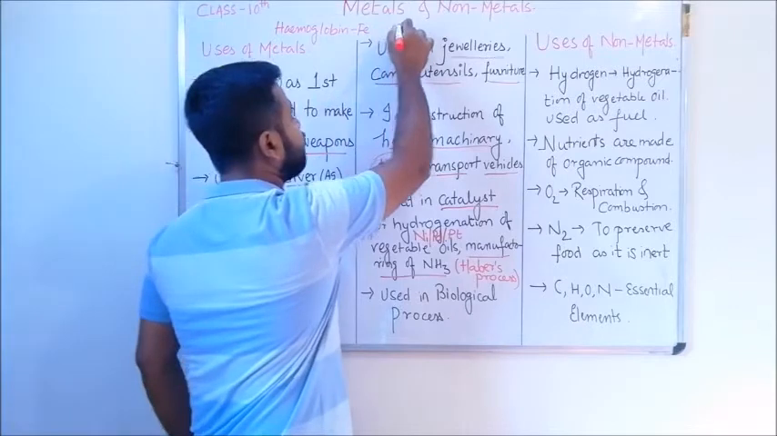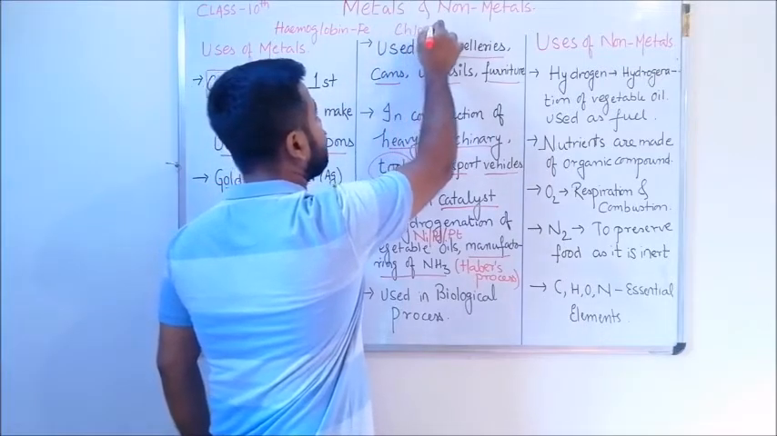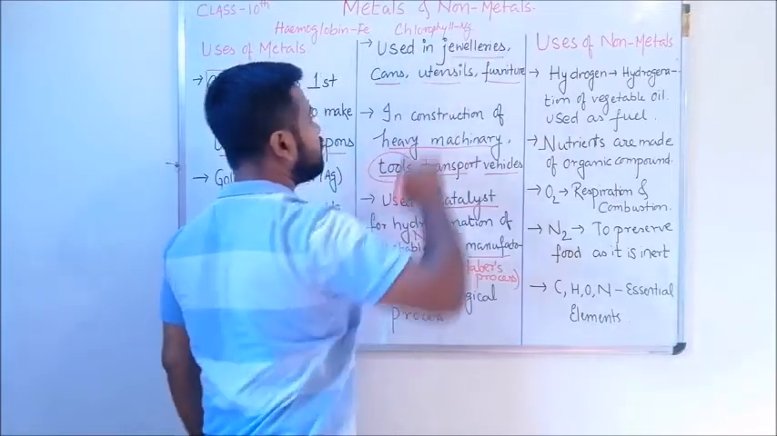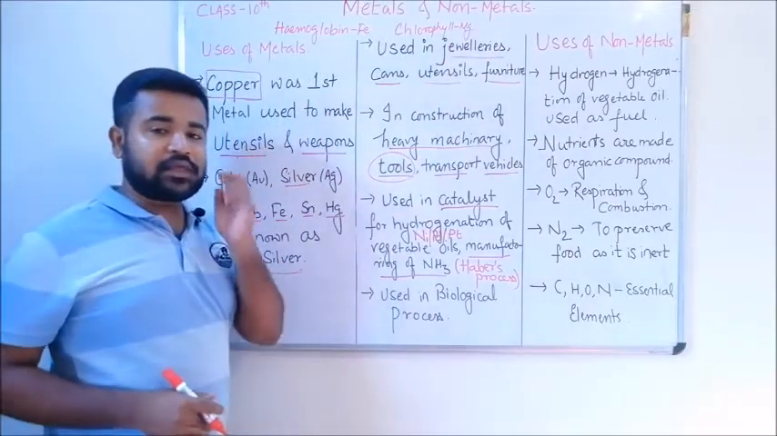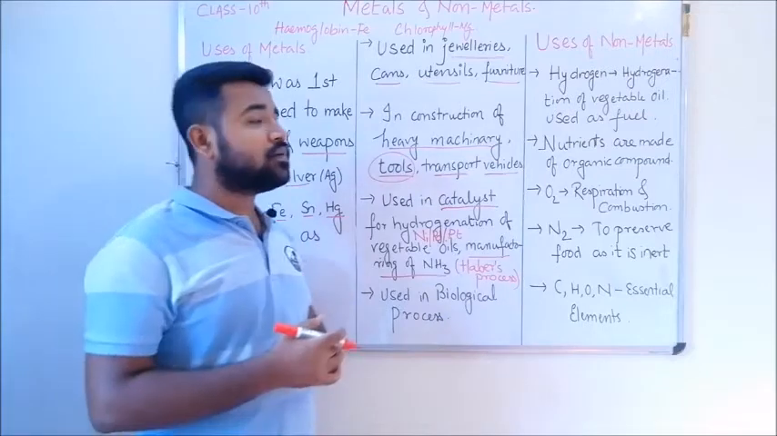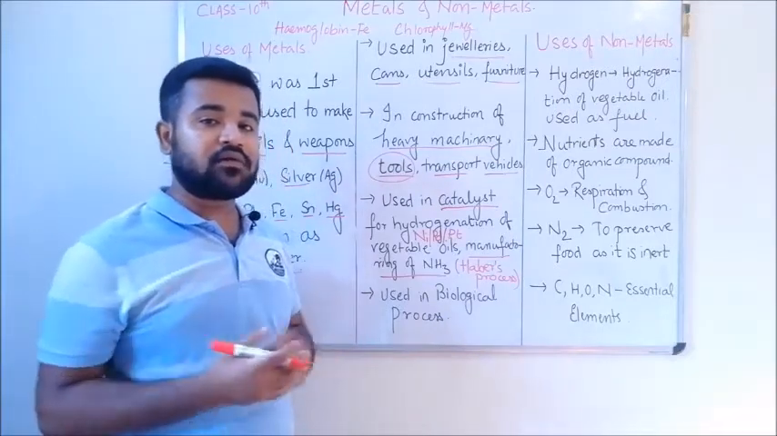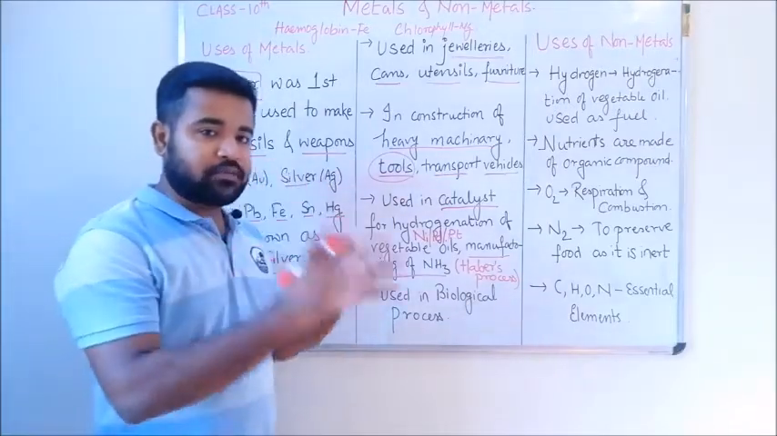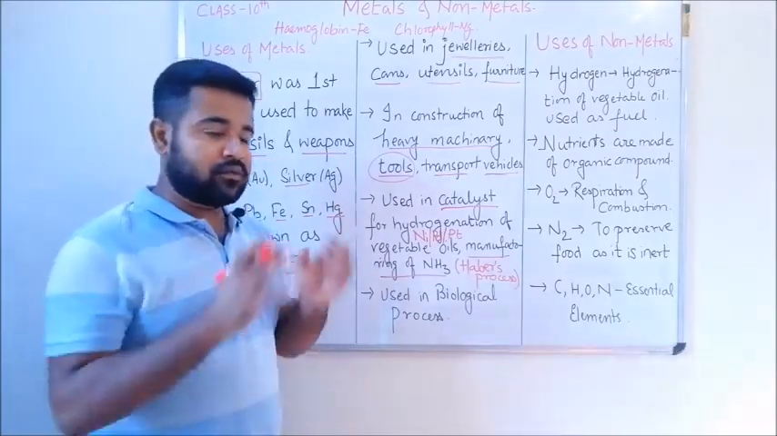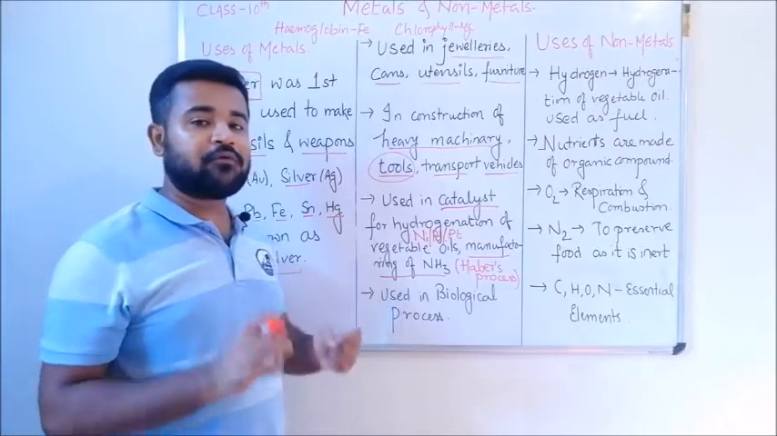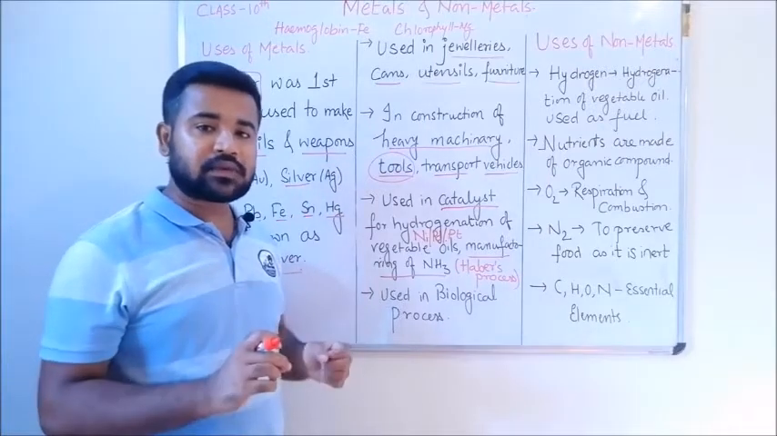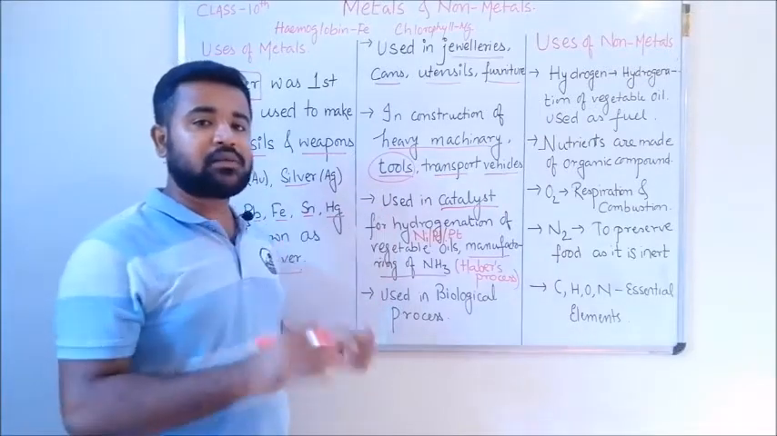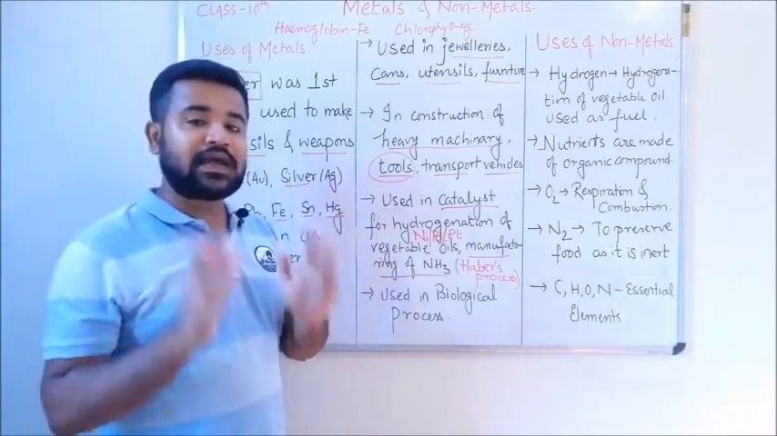Similarly, in chlorophyll there is magnesium. So we can say that this magnesium is present in chlorophyll. We know that a plant prepares its own food. When the plant is preparing its own food, it needs some substance, and that substance is chlorophyll. If chlorophyll is not present in a leaf, the plant will die after some time.